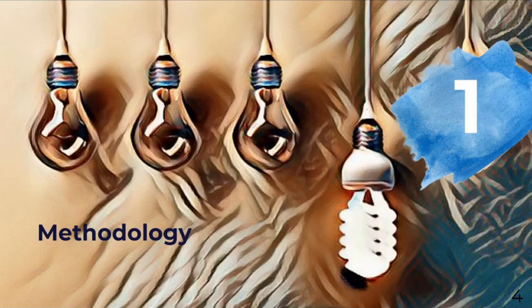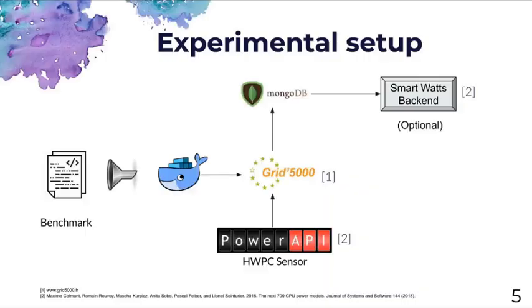Let's start with a quick overview of our experiments environment and methodology. This slide illustrates an example of our typical experimental setup where we ship every experiment benchmark or app within a Docker container that we deploy on one of our Grid 5000 cluster machines, where we run it multiple times and record the RAPL energy consumption data using an HWPC sensor.